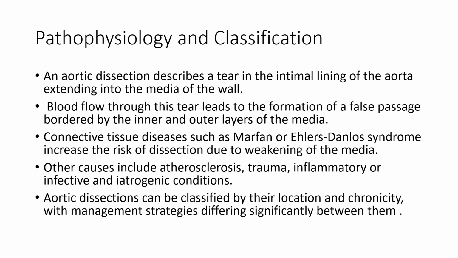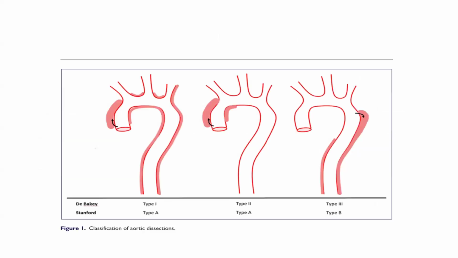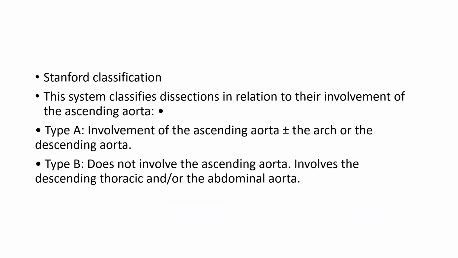Aortic dissection can be classified by location and chronicity, with management strategies differing significantly between them. So this is the DeBakey and the Stanford classification of aortic dissection. We'll see what it is. About the Stanford classification, this system classifies dissection in relation to involvement of the ascending aorta. Type A involves the ascending aorta, the arch, and the descending aorta. Type B does not involve the ascending aorta and it involves the descending thoracic and abdominal aorta.